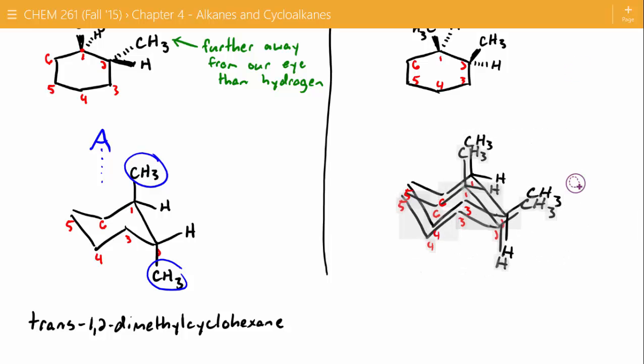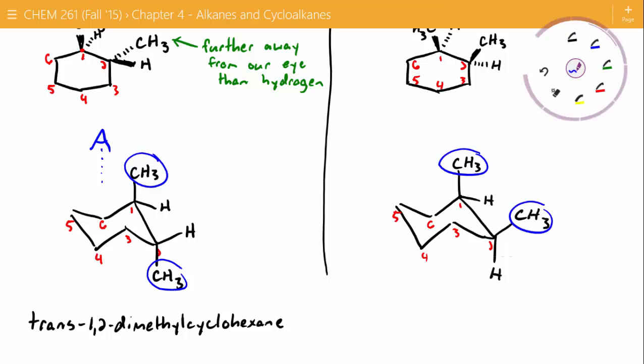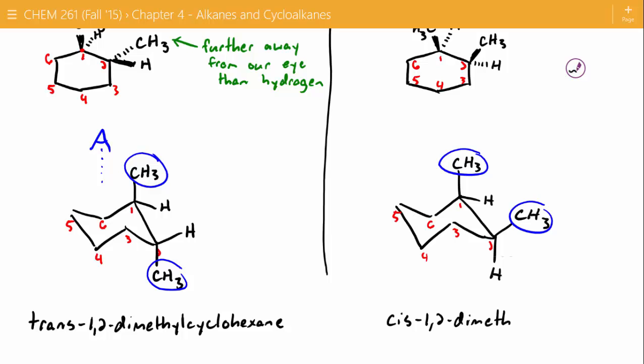All right. So what do you think it might be called if they're pointing in the same direction? Cis. Yeah. Same thing with human sexuality, right? Trans versus cis. If it's pointing in opposite directions, it would be trans. If it's pointing in the same direction, it's cis. So similar nomenclature. So these are both pointing up towards our eyes, and we would call this cis-1,2-dimethylcyclohexane.